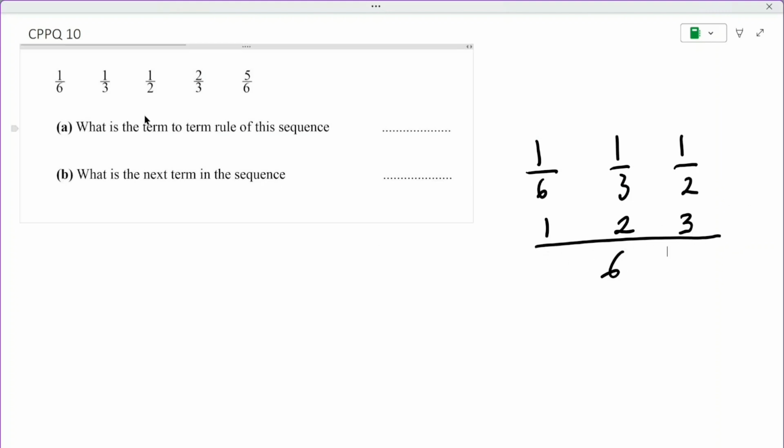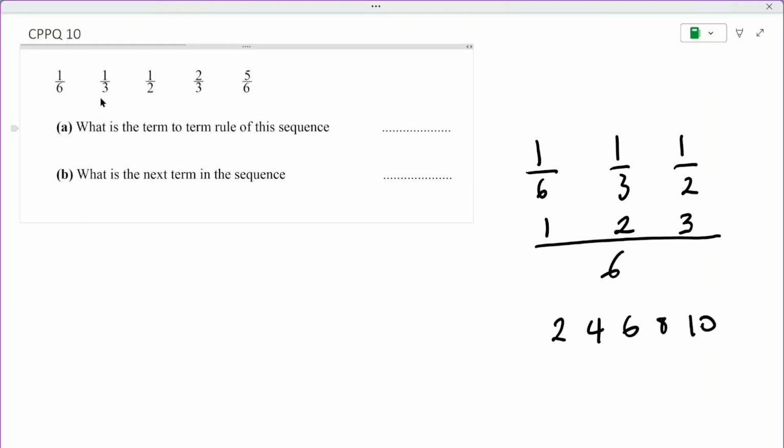So this sequence is like having 2, 4, 6, 8, 10. It's increasing. So how do we now calculate the increase? Since the second term is greater than the first term, you just say the second term minus the first term. That's 4 minus 2 will give you 2. Meaning that you're adding 2 to each term to get the next term. That's 2 plus 2 will give you 4. 4 plus 2 will give you 6. 6 plus 2 will give you 8. So for this sequence, the term to term rule is plus 2, or you say add 2.